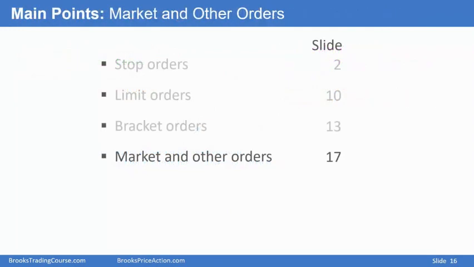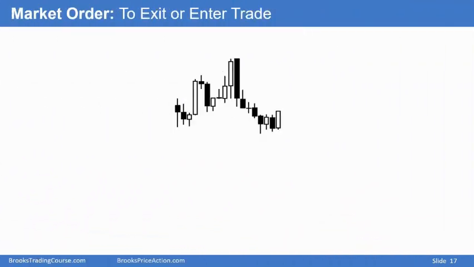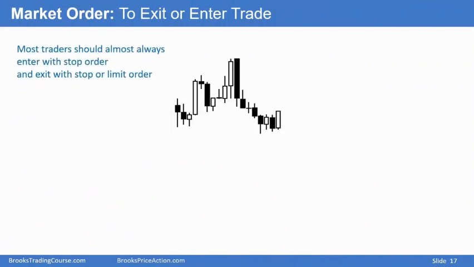There are many other types of orders. The only one that most traders ever need is a market order. Again, most traders should only be entering with stop orders, and they can exit either with a stop or limit order, the bracket order. A stop order can protect them against a big loss. A limit order can be used to exit with their profit.